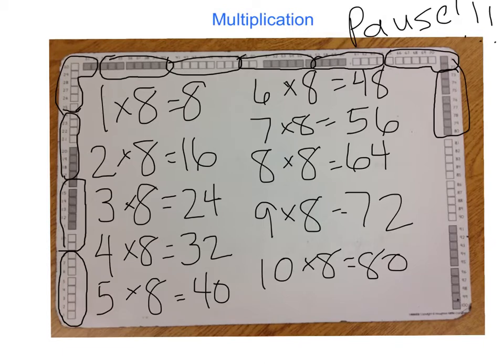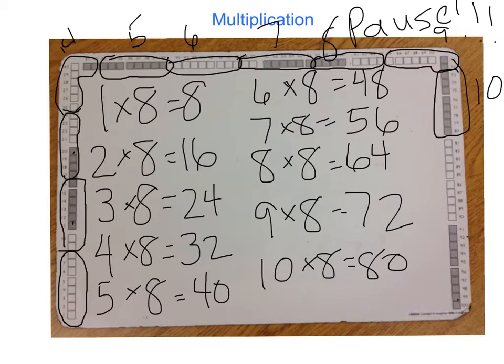Okay, so I'm back, and as you can see, I have filled in the rest of it, and I've circled all around my board. So 3 groups of 8 equals 24. 4 groups equals 32. 5 groups of 8 equals 40. 6 groups equals 48. 7 groups of 8 equals 56. 8 groups of 8 equals 64. 9 groups of 8 equals 72. And 10 groups of 8 equals 80.